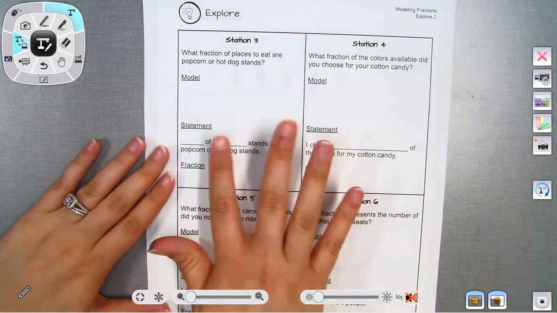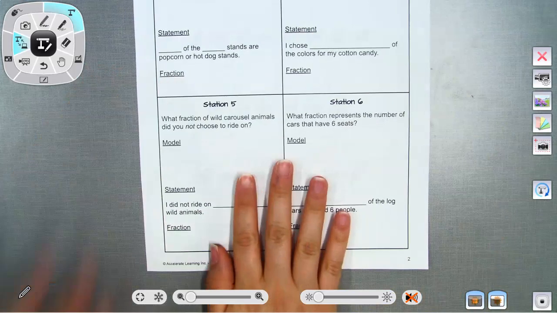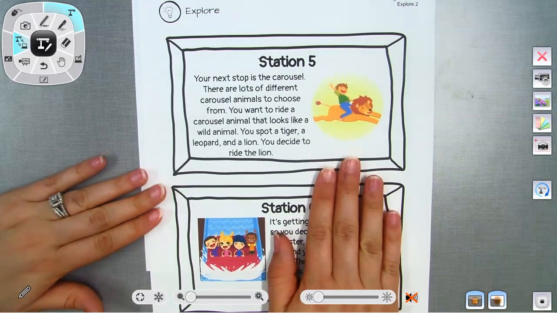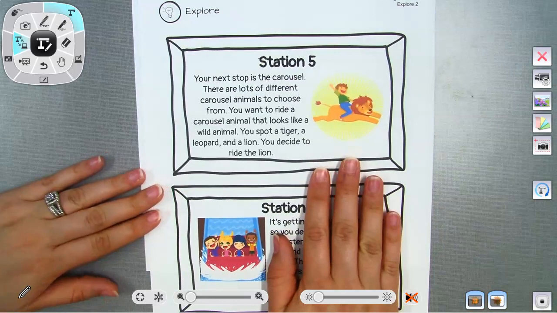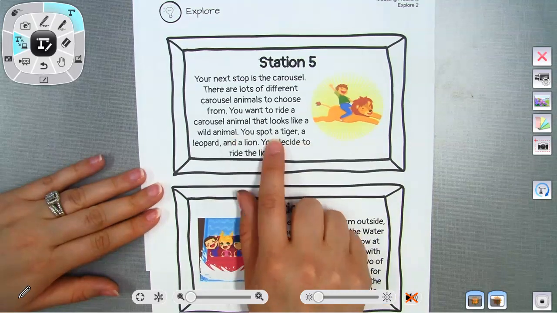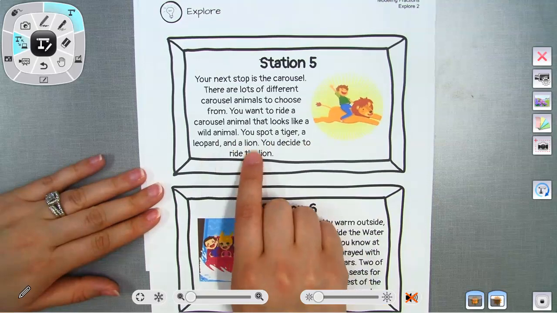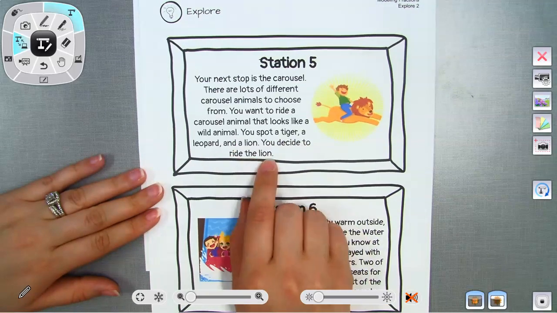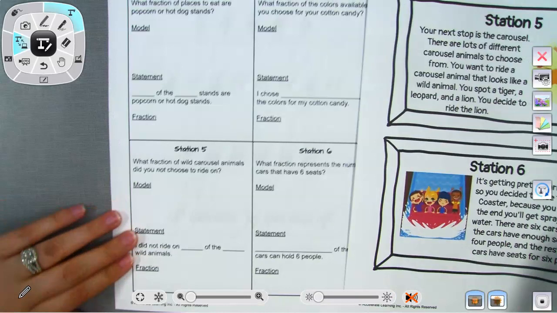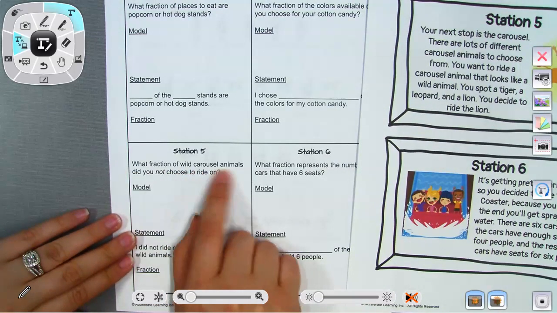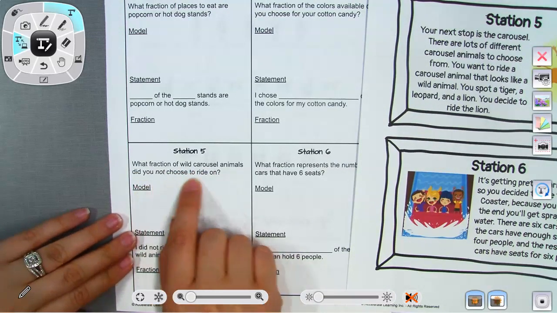So yesterday you were to do 3 and 4 on your own, so we're going to finish off 5 and 6. And here I have my scenario cards. So station 5 says, your next stop is the carousel. There are lots of different carousel animals to choose from. You want to ride a carousel animal that looks like a wild animal. You spot a tiger, a leopard, and a lion. You decide to ride the lion. So, what fraction of wild animals did you not choose to ride?